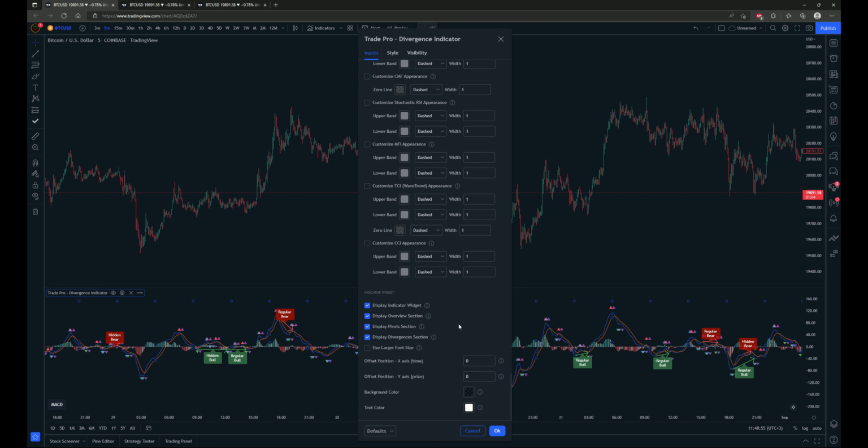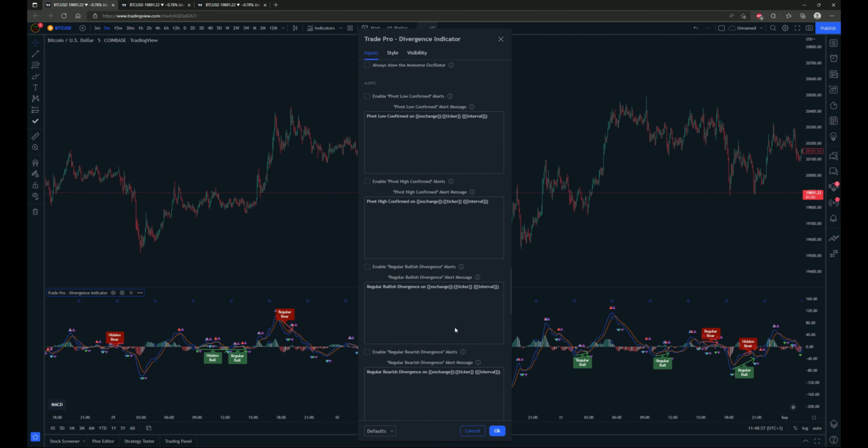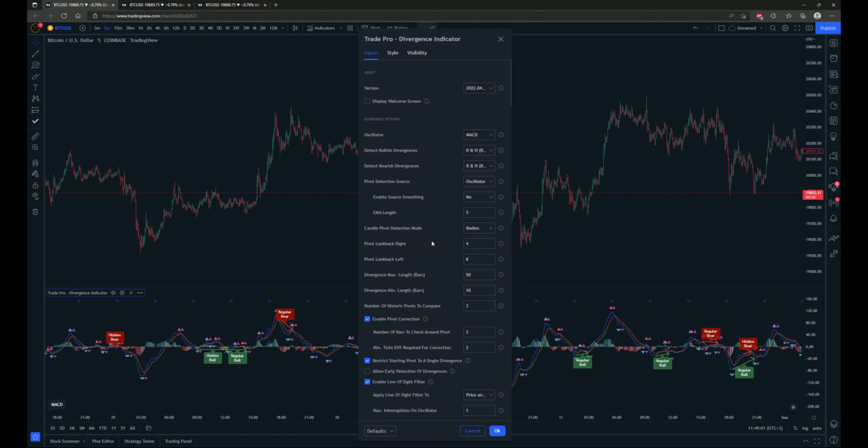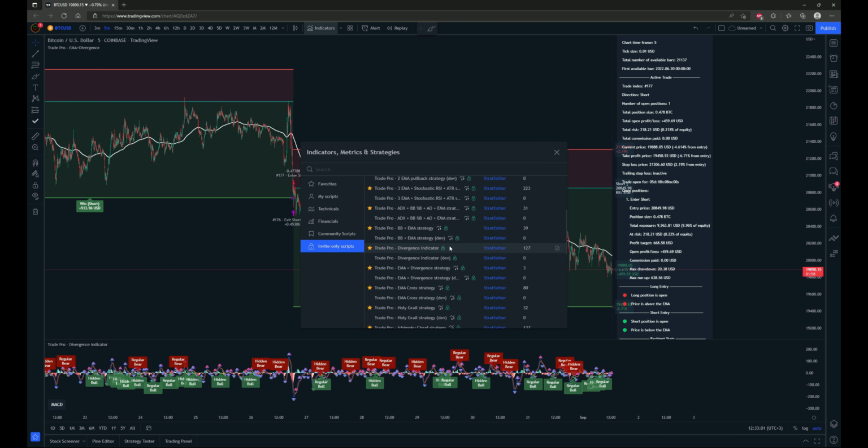So didn't want to be too in depth because I'm already over 10 minutes into this video, and we still need to talk about linking this to the other indicator to actually give it signals for the strategy. So let's get into the next part now. All right, so we've covered the divergence indicator. Now let's talk about the EMA plus divergence strategy.